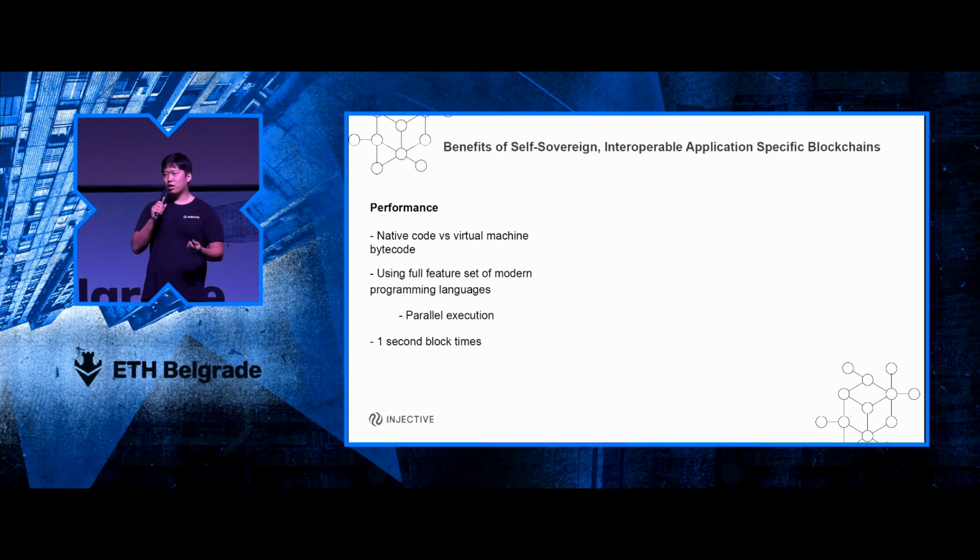And if you think more broadly about how the next generation and the most advanced financial tools and products will be built, it's a very clumsy way to have to do this. You want to have the full feature set of a modern programming language, for example, like Golang. And there are many benefits to doing this, and one of the biggest ones, performance-wise for Injective, is parallel execution.